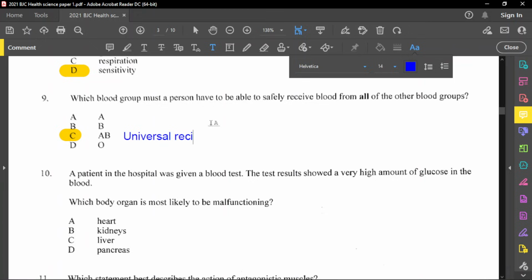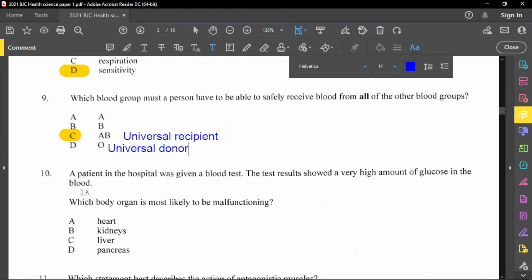And for blood group O, we call that group the universal donor. They can give to everybody, but they cannot receive. So universal donor. You need to know that as well.